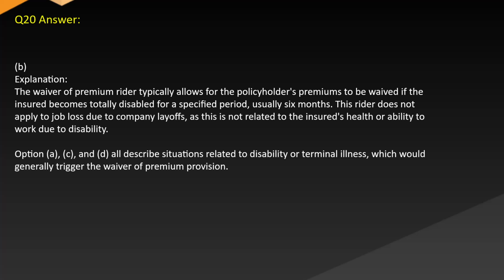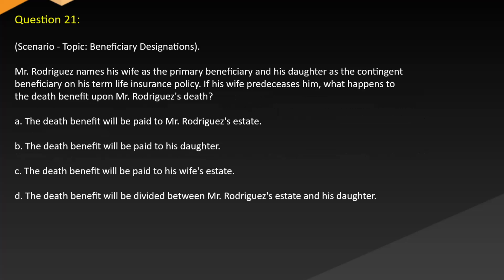Options A, C, and D all describe situations related to disability or terminal illness, which would generally trigger the waiver of premium provision. Question 21. Scenario. Topic: Beneficiary designations. Mr.